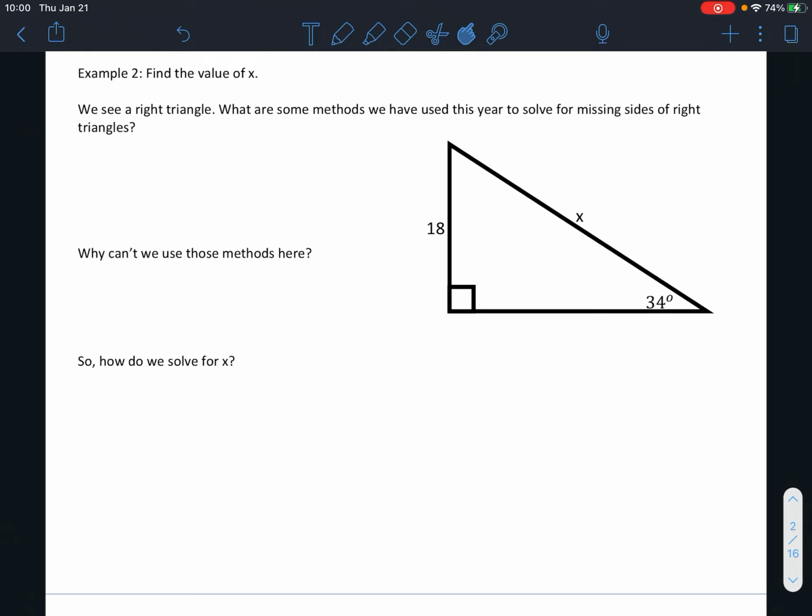If you remember from last section, we learned sine, cosine, tangent, secant, cosecant, and cotangent. We're not going to use all 6 in this section. We're only going to use sine, cosine, or tangent. So it's our job to figure out which of those 3 would apply to this triangle. So how do we do that?